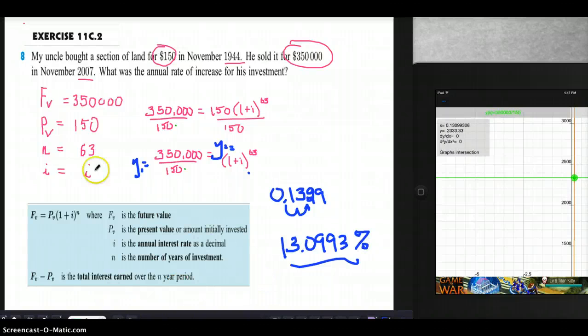So you are prepared now to do 11C.2. I think numbers 7 and 9 are a lot like this, okay? Check it over, bring questions to class.